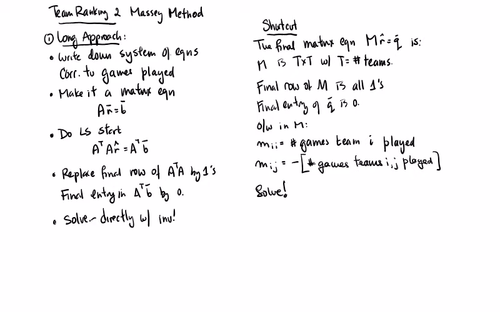So let me clear the screen. I'll give an example, and we'll fill this in directly. We'll go straight to the shortcut. Actually, there's one last thing I need to say: we need to fill in the rest of the Q's. So otherwise in Q, Q_i is the total number of points team i won. And then we solve.